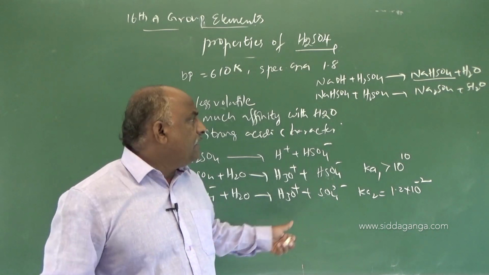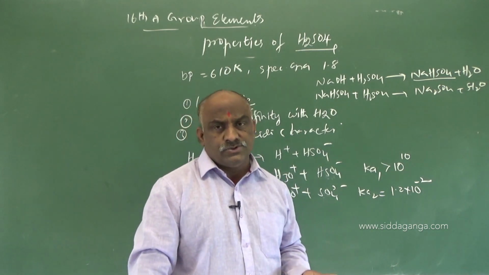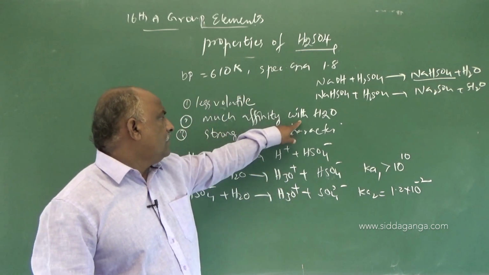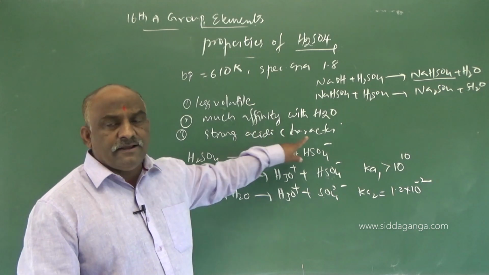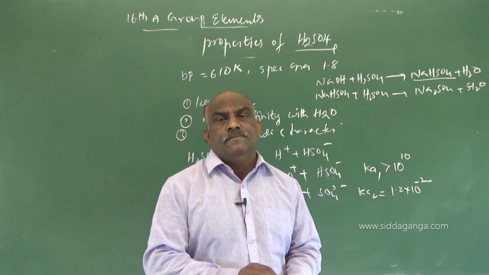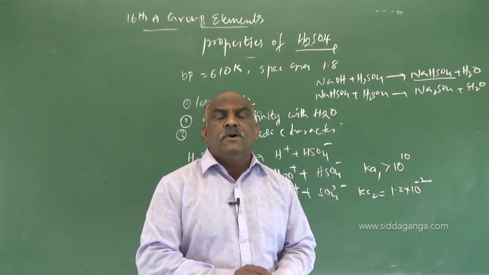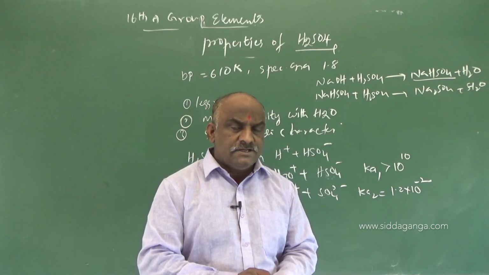Clear it is. And based on less volatile acids, we can prepare more volatile compounds. It has much affinity with water, and it has a strong acidic character. Sometimes it acts as an oxidizing agent. Hot concentrated sulfuric acid is an oxidizing agent. That point will be explained in the form of some chemical equations.